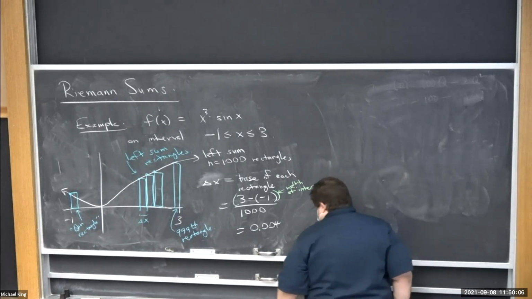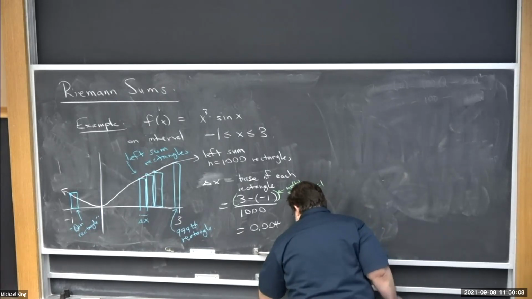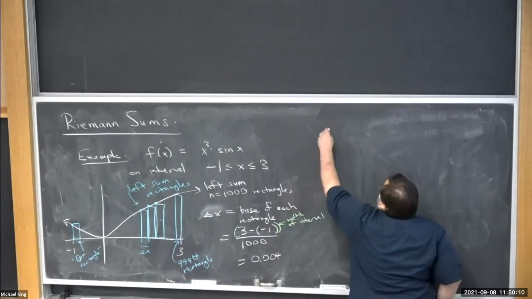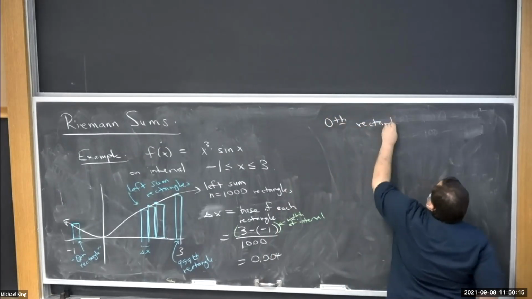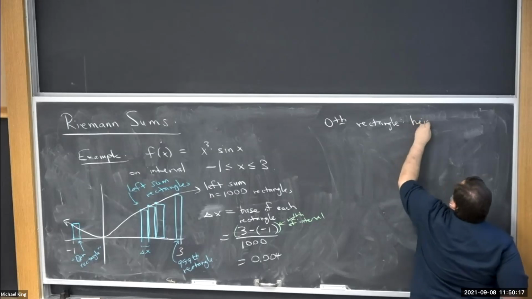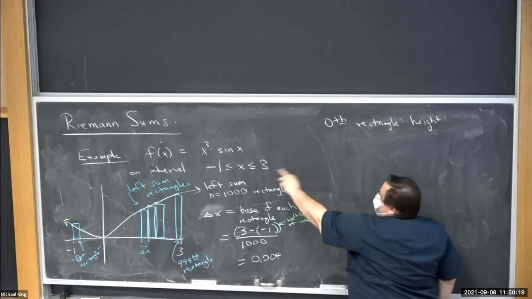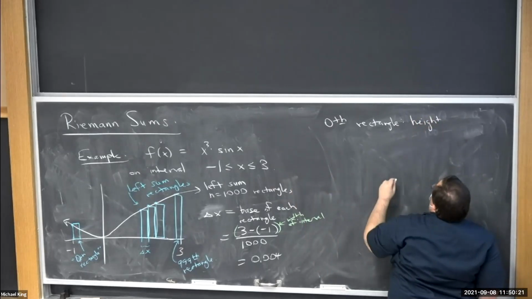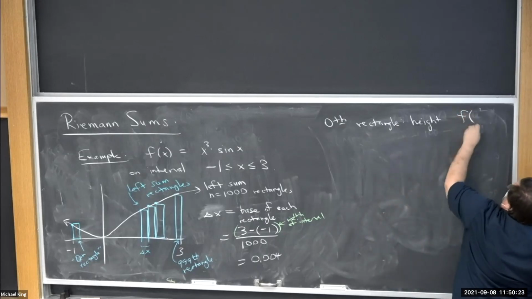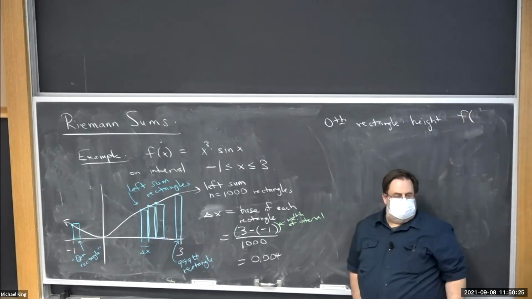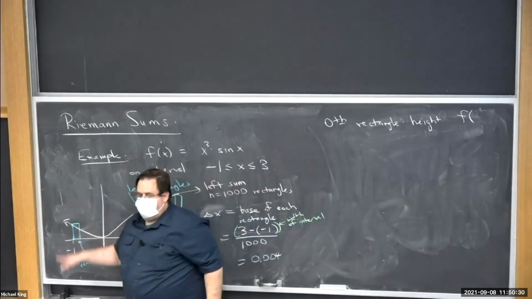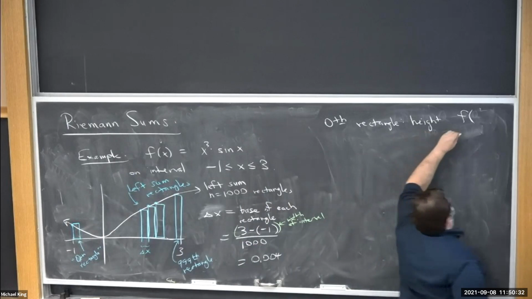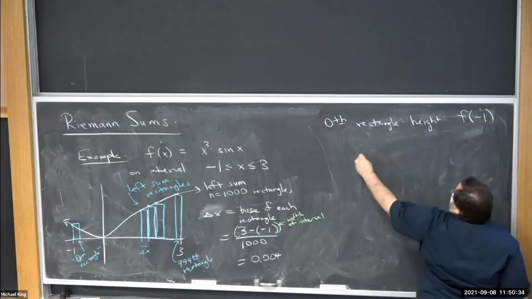Good. Okay, so if we did this, the 0th rectangle would be the height, and let me just say f of x. So the height would be f of what? What value would we plug in? Do we agree with that? You plug in -1. So f of -1. What about the first rectangle?